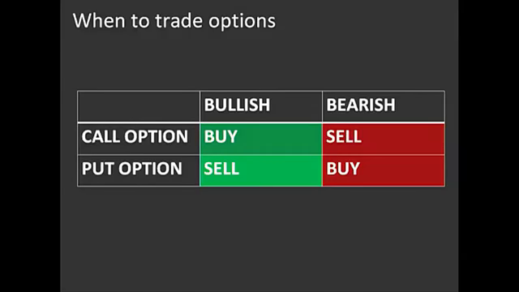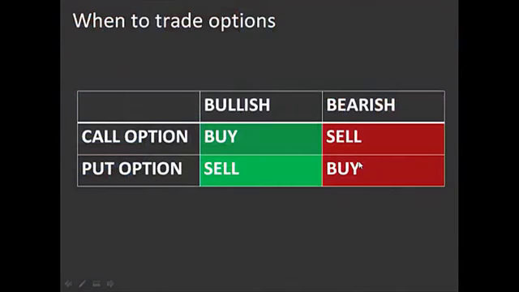So you could trade call options whether you're bullish or bearish, it just depends on which way you want to trade them. And similarly with a put option, typically you would think about trading a put option if you're bearish. You would buy a put option if you're bearish, as it says in the table over there. But similarly, if you are bullish, you think the market's going up, you could also sell a put option. You sell short a put option because you don't believe that the market's going lower. You believe the market's going higher.